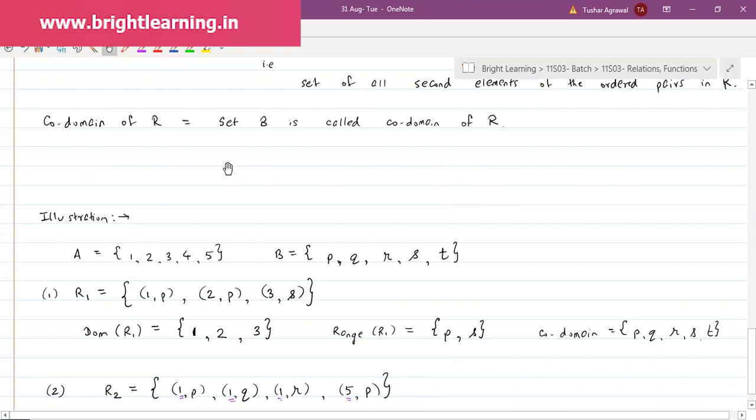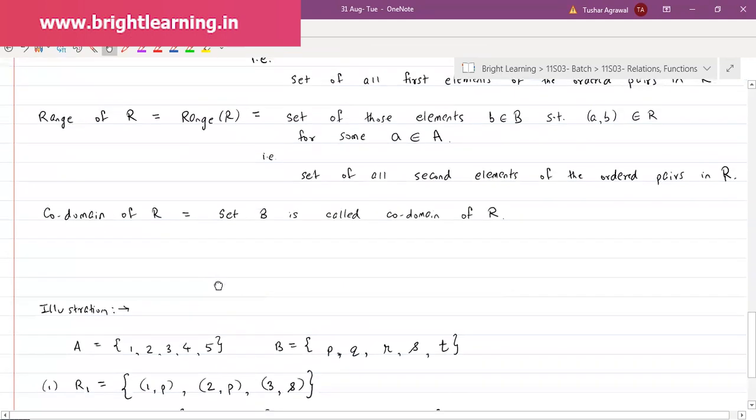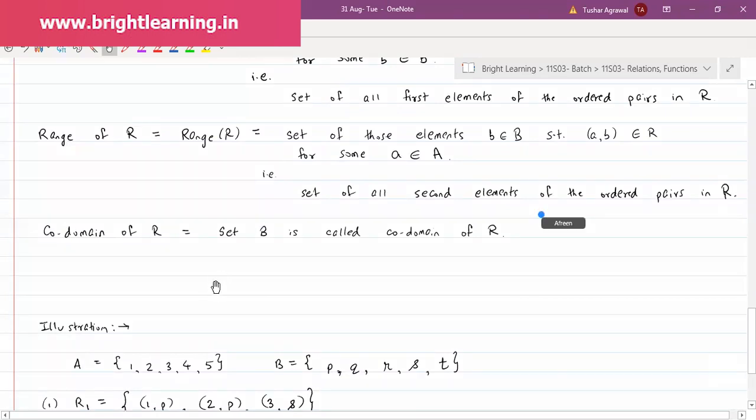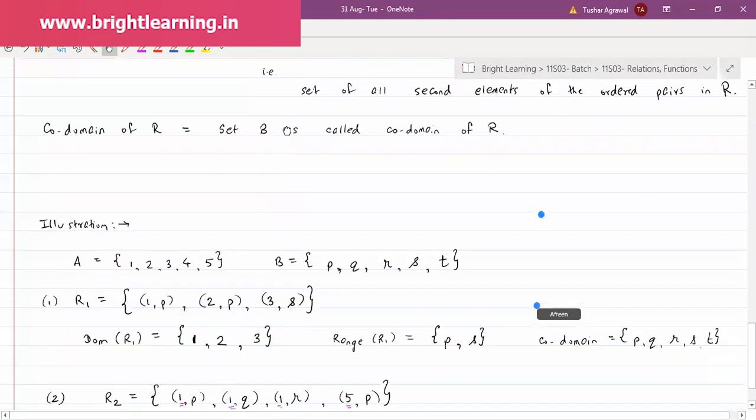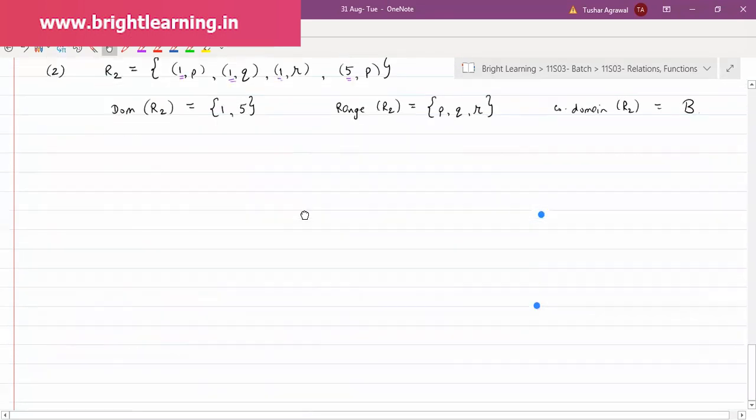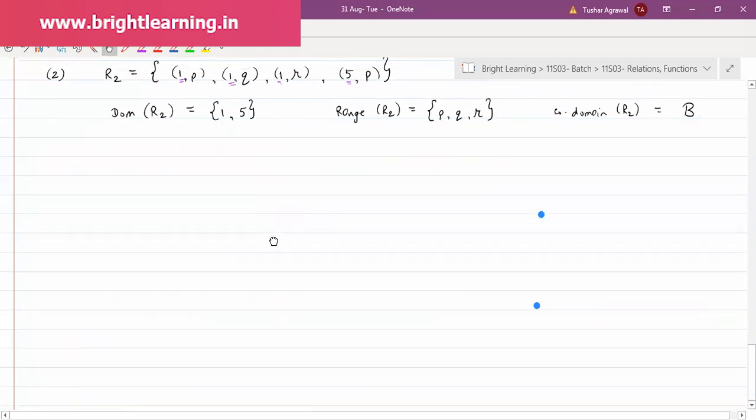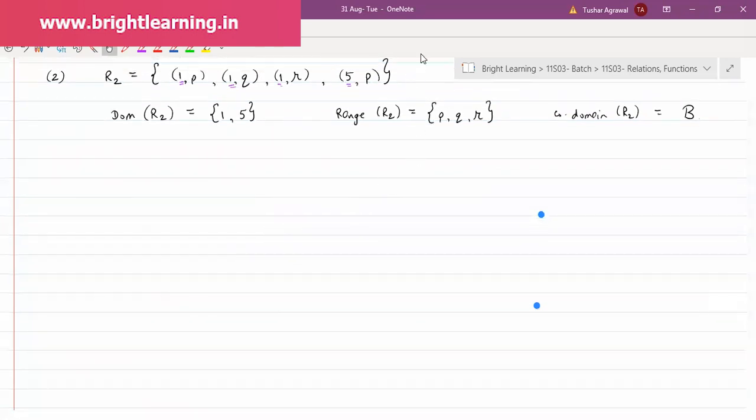The meaning of domain, range, and codomain. So now, if I tell you this property, don't put the mic on mute. Afrin, put the mic on. Yes, sir.